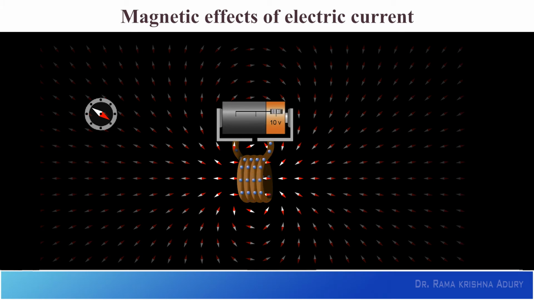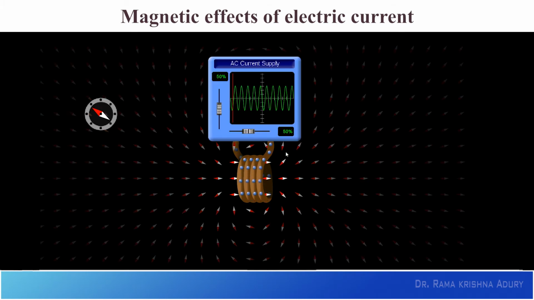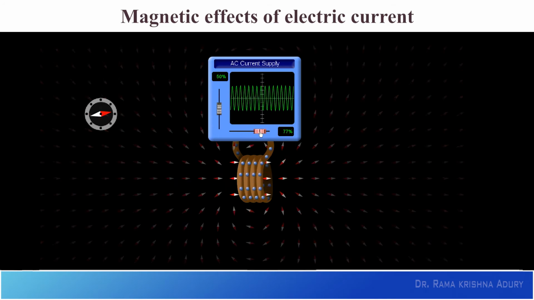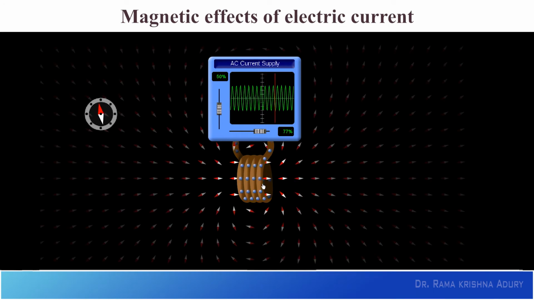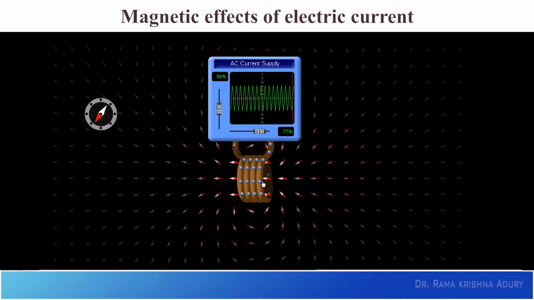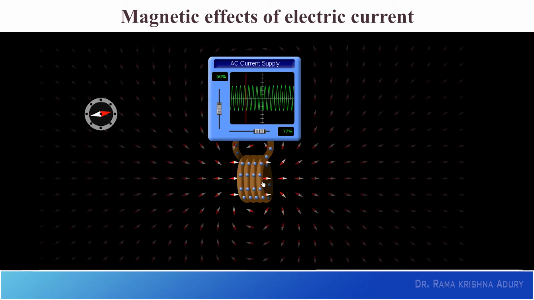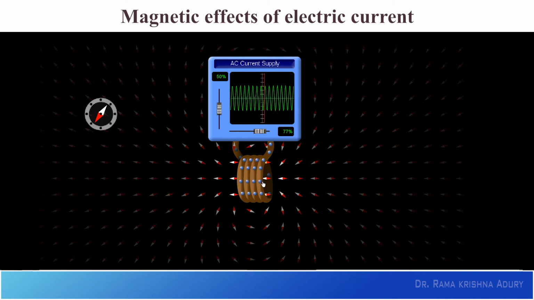But instead, if you have AC current, where I can change the frequency also, you can see the magnetic field is continuously changing. This is because the current is flowing in both directions. The current reaches the peak, then there is no current, and it moves in the opposite direction. So eventually, if you draw a graph taking current and time, you get a sinusoid, like a sine wave. So this is AC current.